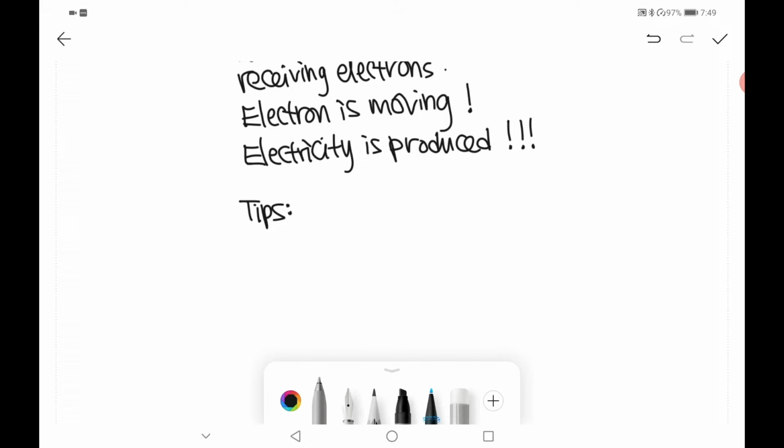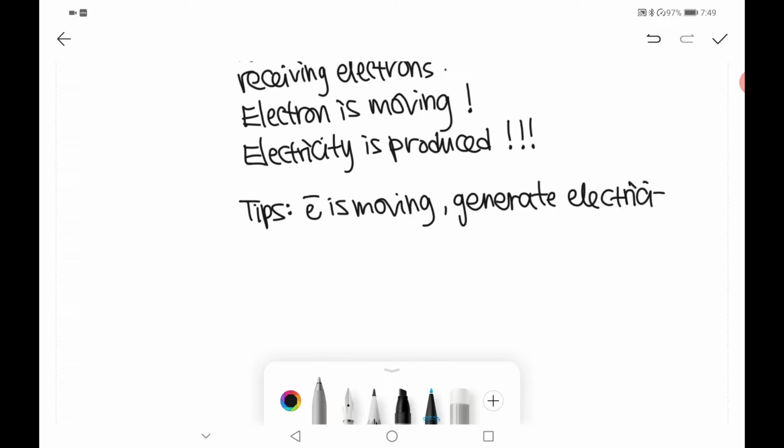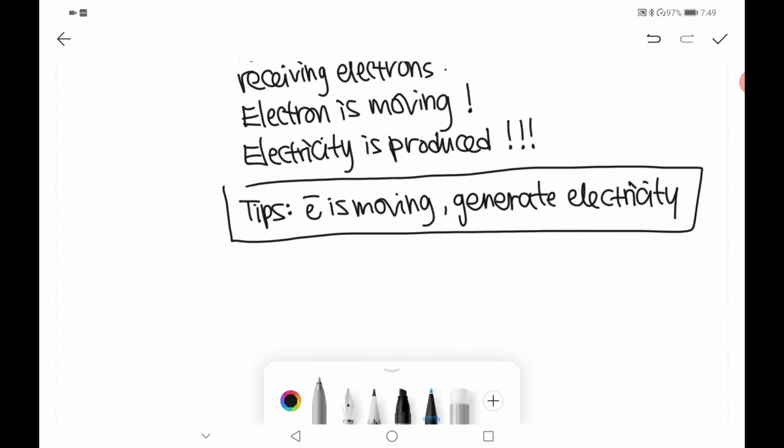So the concept is this: when electron is moving, we are able to generate, meaning produce, electricity. If we want to produce electricity, very simple, we need to make sure the electron is moving. How to make sure electron is moving?